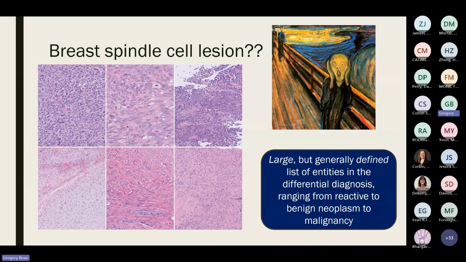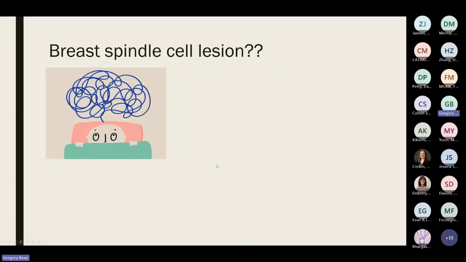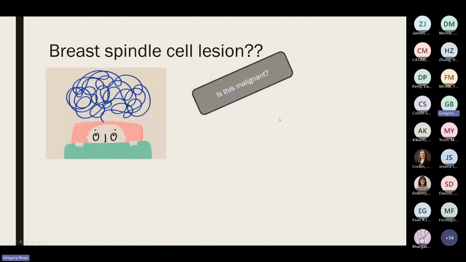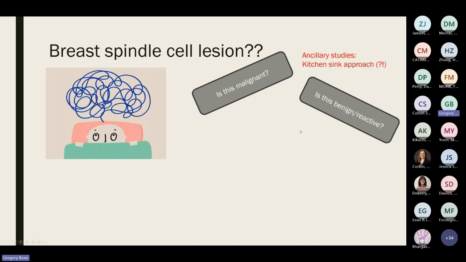And sometimes when you're looking at a case, you're not sure which of those three possibilities it is. So we'll talk about working through that. When you get a case for the first time and you see a bunch of spindle cells on a breast core biopsy, you might have this sort of thought. And you'll start asking yourself questions. Is it malignant? Is this benign or reactive? Maybe I should just throw a bunch of IHC on it, without barely looking at the H&E.